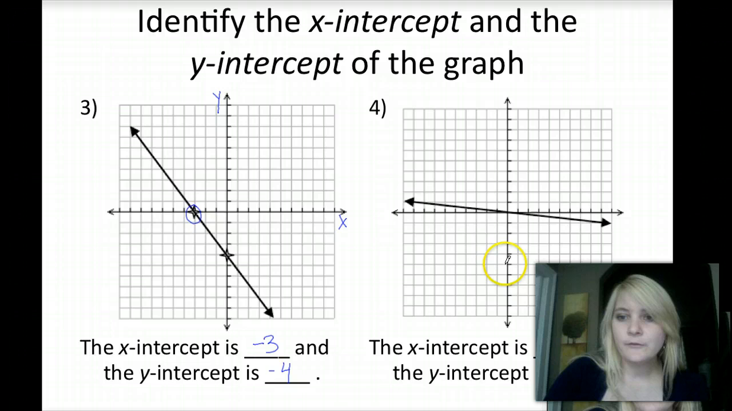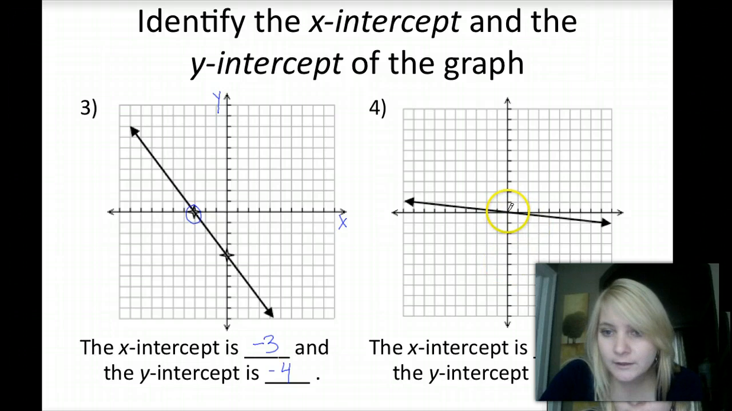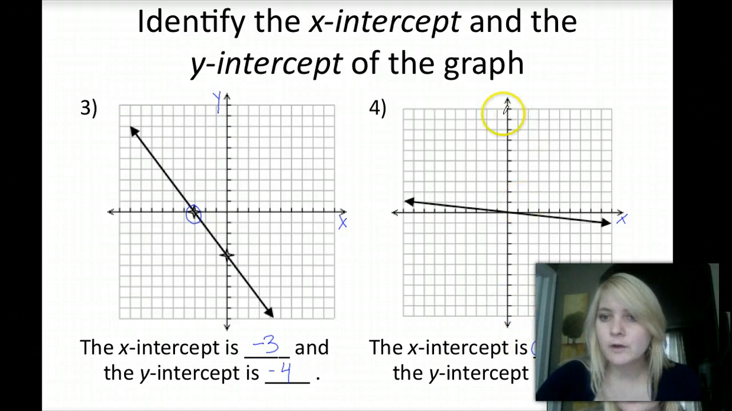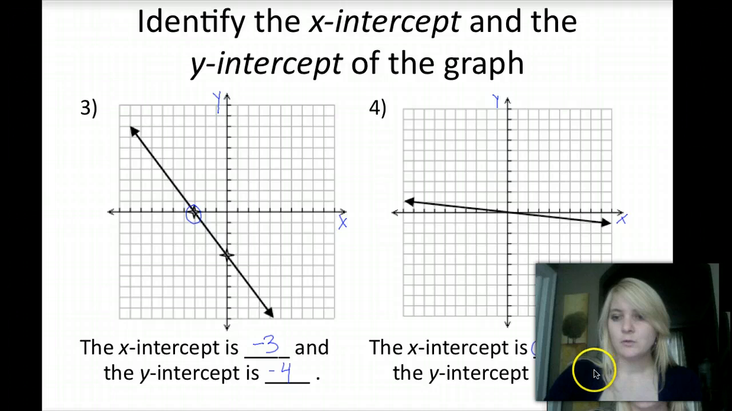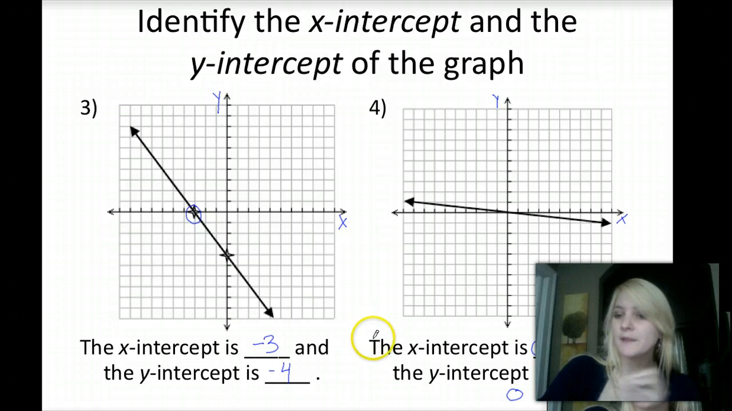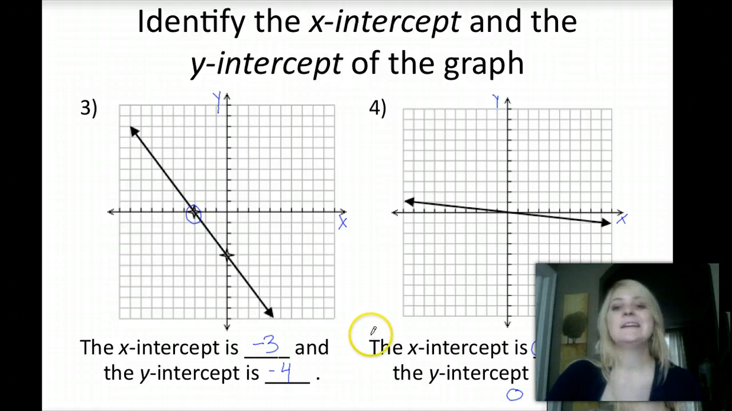And on problem 4, the x-intercept here, we cross the x-axis when y is 0, and our y-intercept, we cross the y-axis when x is 0 as well. My face is covering that, so let's put that right there. So the y-intercept is 0. So this one, the x and the y-intercept are at the same place, so it is at the origin at 0, 0.